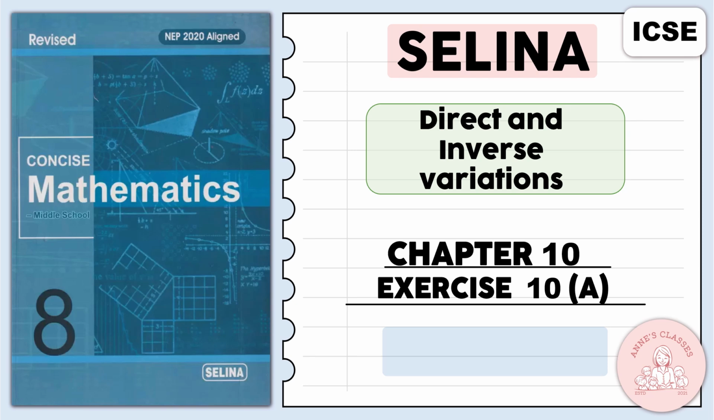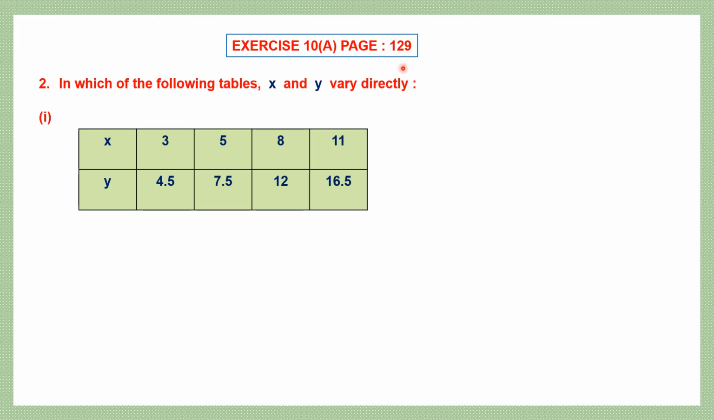Let's do direct and inverse variations, chapter 10, exercise 10a. Page number 129, question 2. In which of the following tables x and y vary directly? So in question 1, we have a table here. We're going to find out whether x and y vary directly.